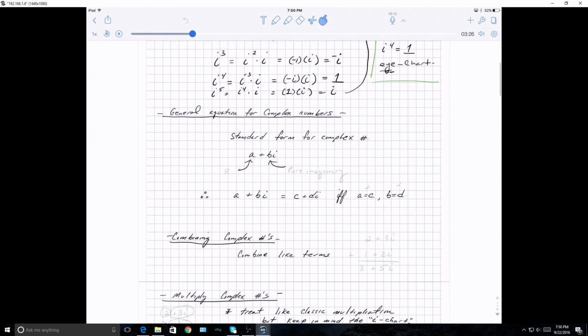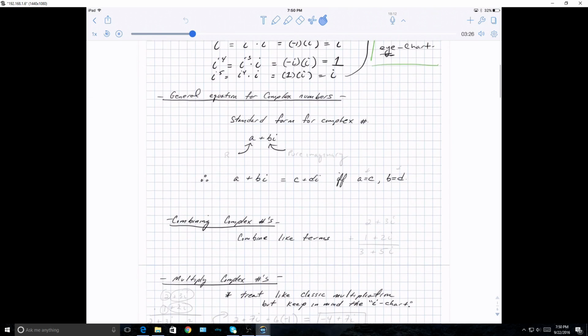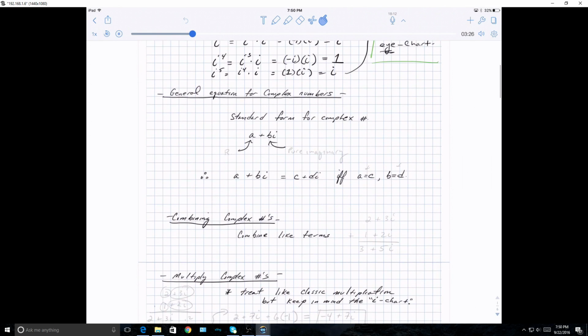So the general equation for complex numbers, or the standard form for a complex number, is the real number that we have here and the pure imaginary here. So it's just put into this perspective, and we're just showing that two complex numbers are equal if and only if C is equal to A and B is equal to D. So it's just saying that A and C have to be the same, and B and D have to be the same.